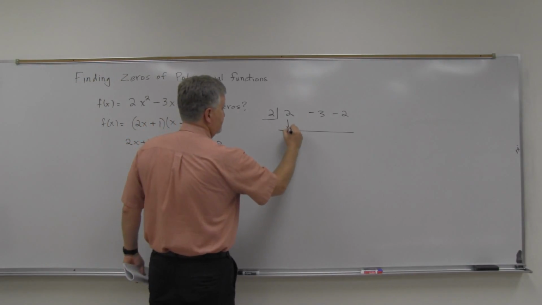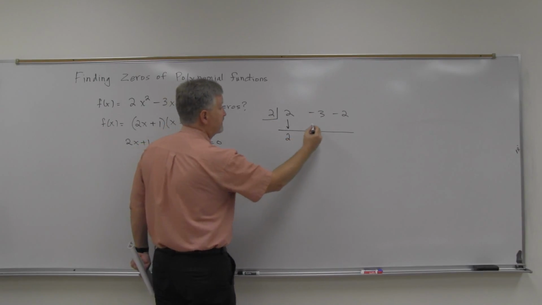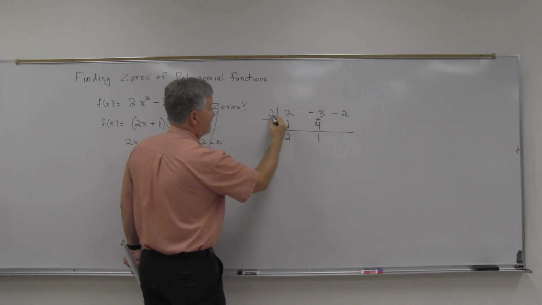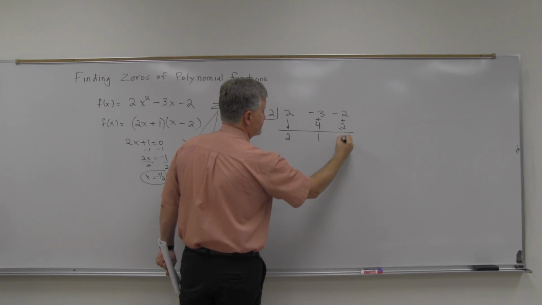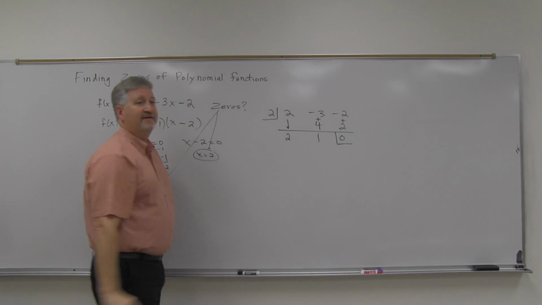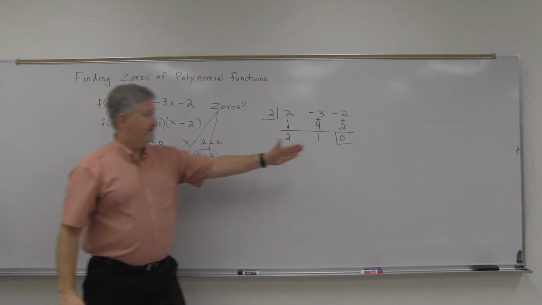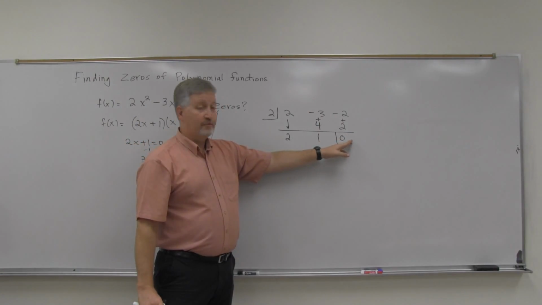All right, so synthetic division, bring this one down. Then we take the 2 times the 2, gives me 4. -3 plus 4 is 1. And then 1 times 2 is 2. And then -2 plus 2 is 0. And that's the thing I wanted to mention: notice that when I do that division, the remainder is 0.